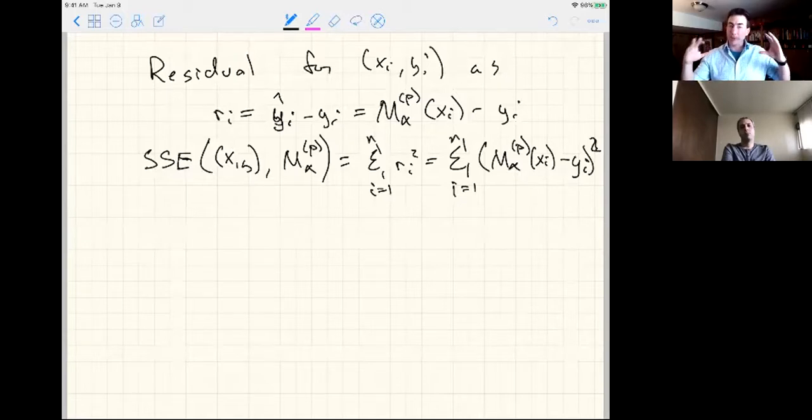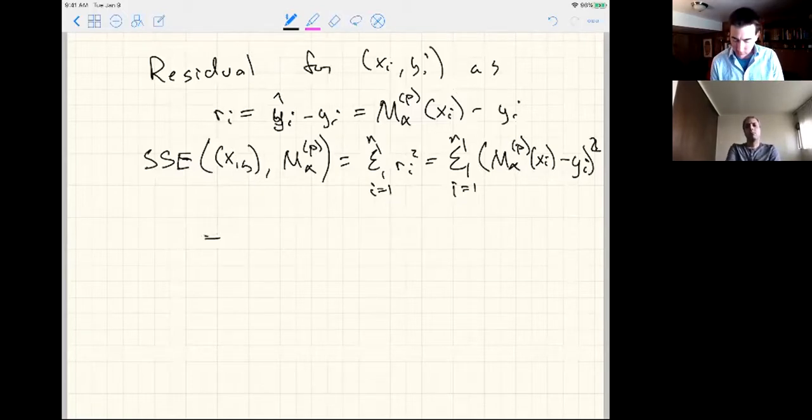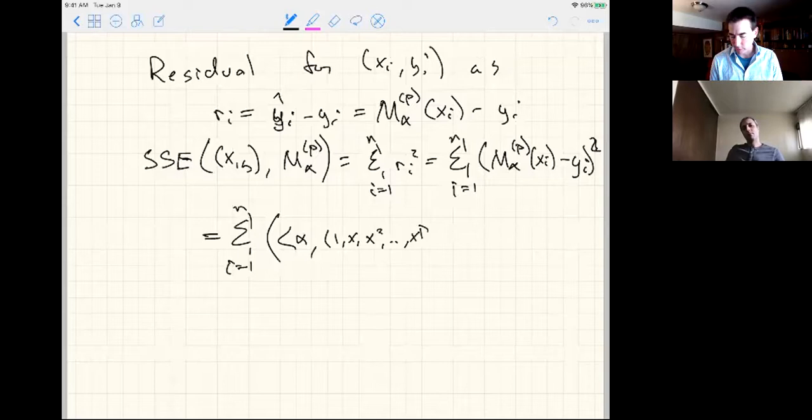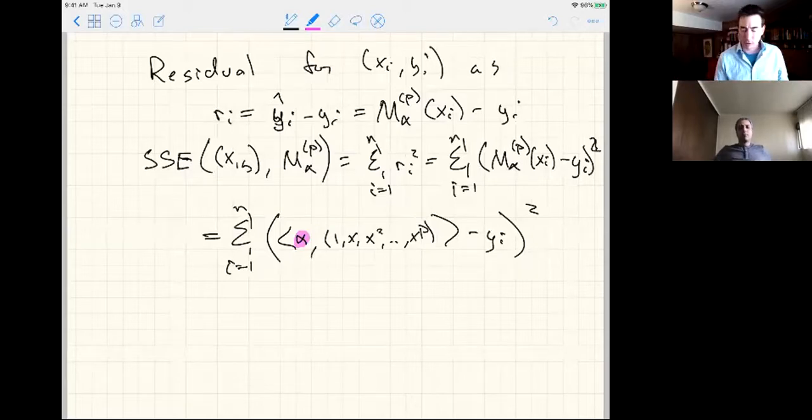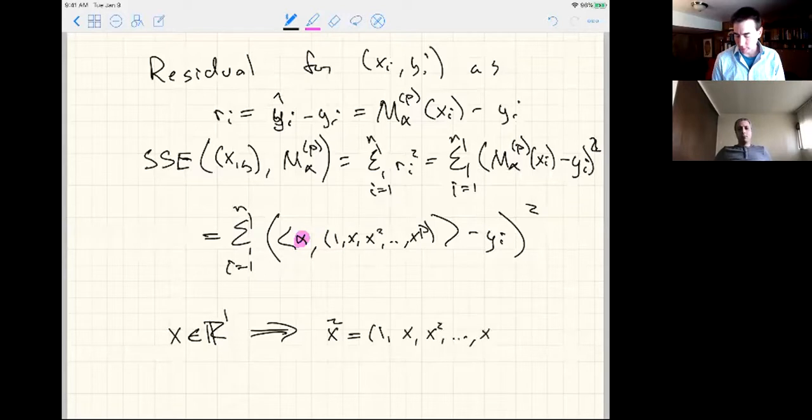And what's really great about this form is that if I expand this out, this is equal to the sum from i equals 1 to n of this expanded dot product, alpha with 1, x, x squared, up to x to the p. So it still looks like a dot product with my model, minus yi, and I square these and sum them all up. This is the same form as before. The trick here is I've turned x in R1 into this x tilde, which equals 1, x, x squared, up to x to the power p, which is now in R to the p plus 1.